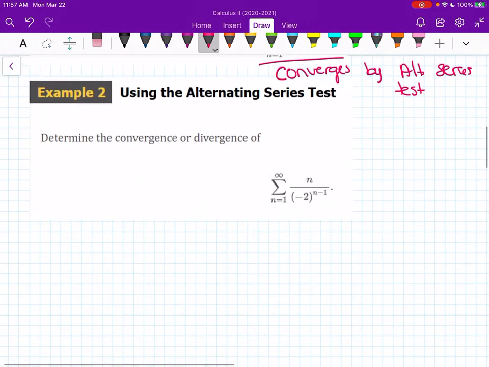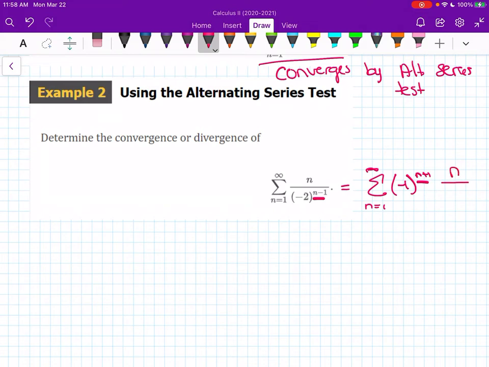Okay, my next example here, I have the series from 1 to infinity of n over (-2)^(n-1). So I'm going to rewrite that, and I'm going to pull out a (-1)^(n+1). And so basically n plus 1 and n minus 1 are both odd at the same time and even at the same time. So I'm just doing an n plus 1 so that it matches my theorem more precisely. But if you did n minus 1, that is completely fine too. And then n over 2^(n-1) would be my a_n piece.